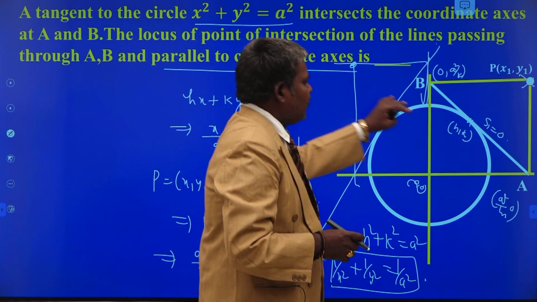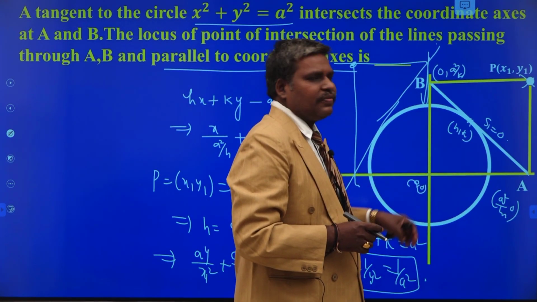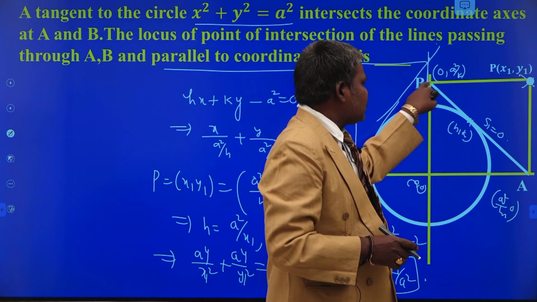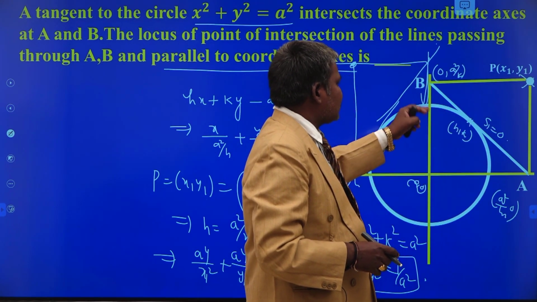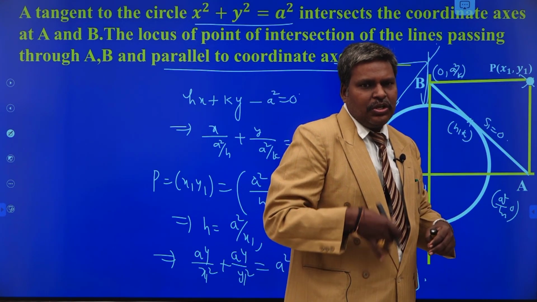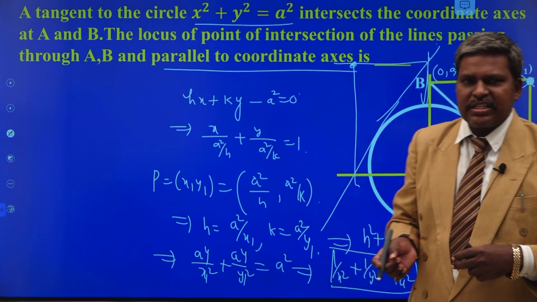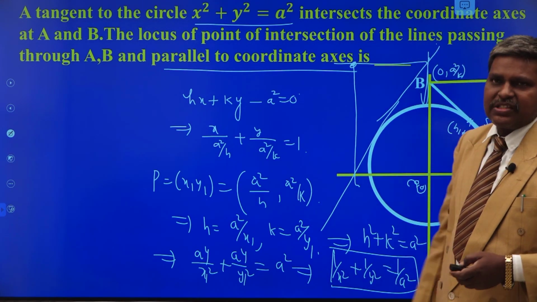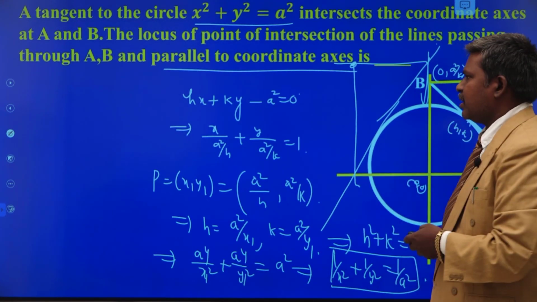So different tangents can be drawn at the circumference of the circle. They meet the coordinate axes. You have to draw the lines through their points of intersection which are parallel to the coordinate axes. You get such points. You collect all such points, you get some locus. That is here 1 by x square plus 1 by y square equals 1 by a square.